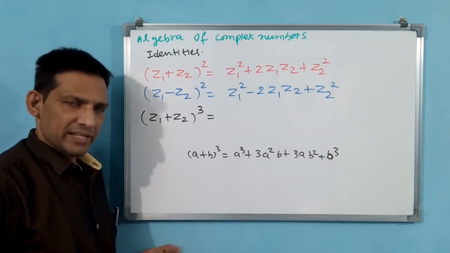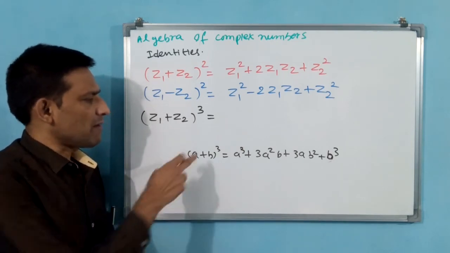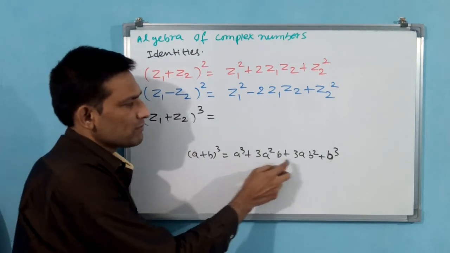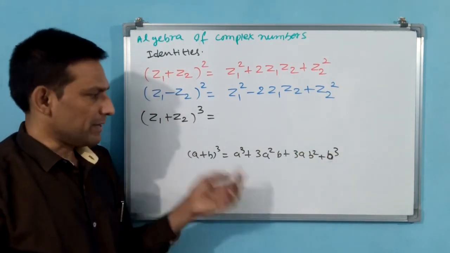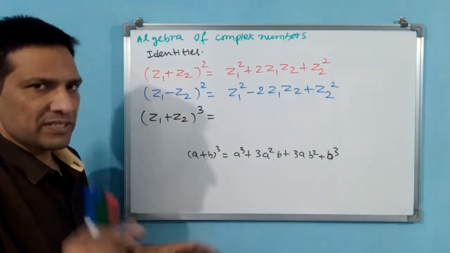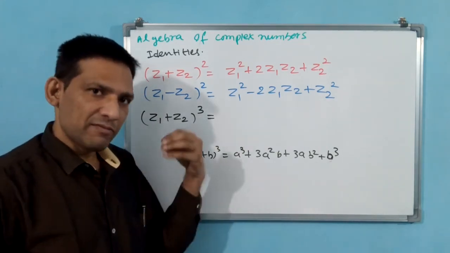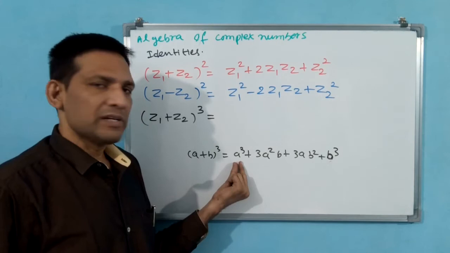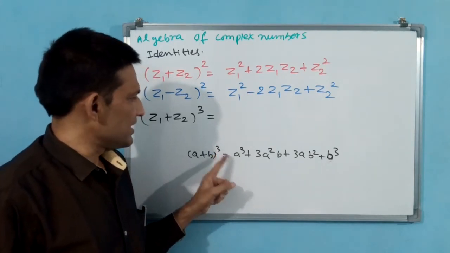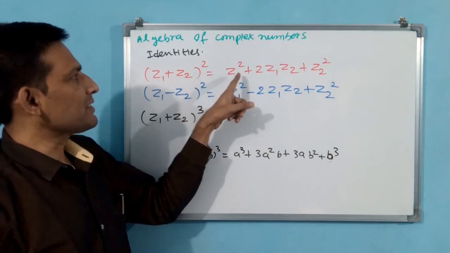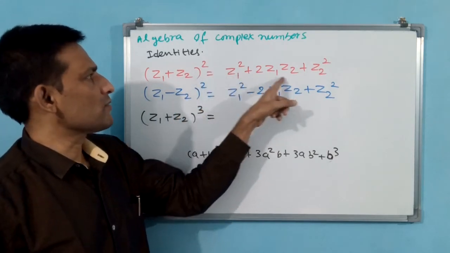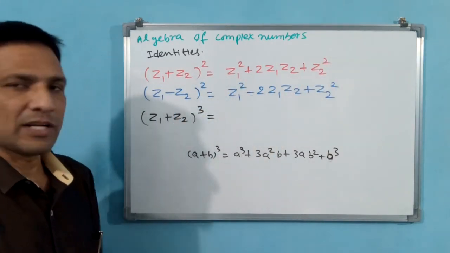We know the binomial theorem also. As per the binomial theorem, if the power is 3, then 4 parts have to come, 4 separate terms. The number of terms is 4 when the power is 3: 1, 2, 3, 4. When the power is 2, 3 terms will come: 2 plus 1, 1, 2, 3. Here 4 terms have to come.